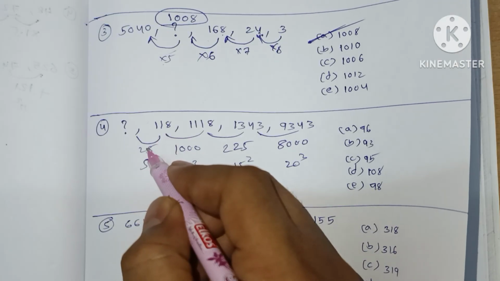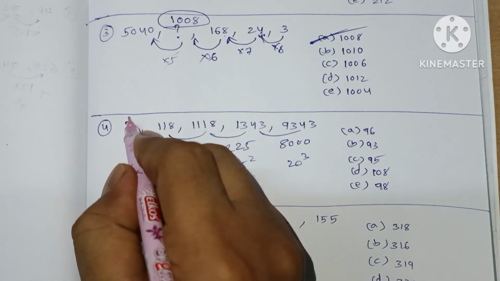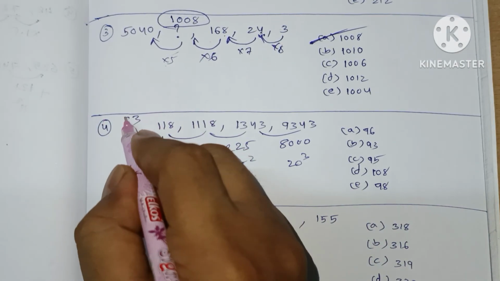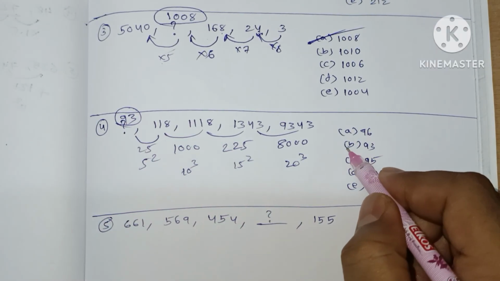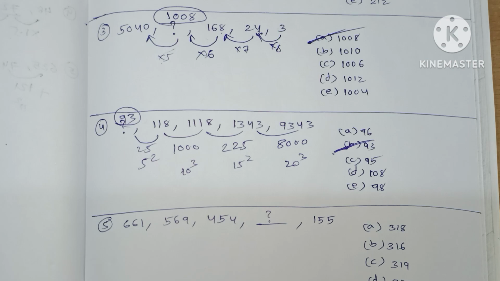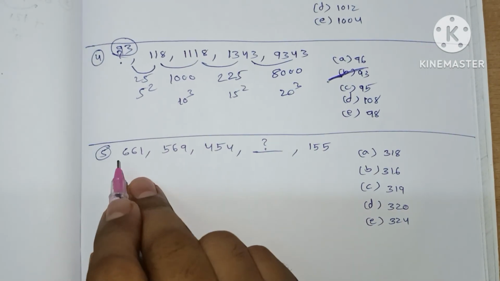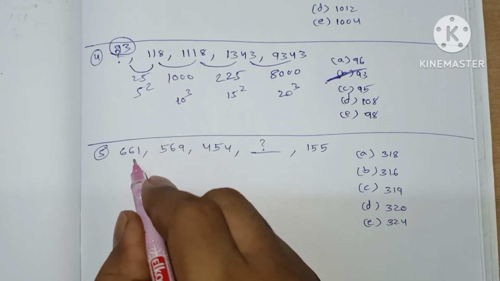The difference between these two is 25, which means the number will be 93. 93 plus 25 will be 118. So the answer will be option B, 93. Next, fifth question. These numbers are slightly varying, so we'll go with references.